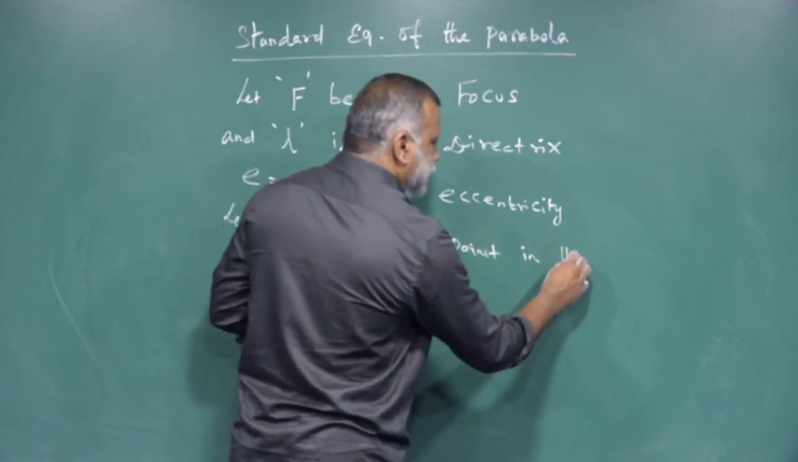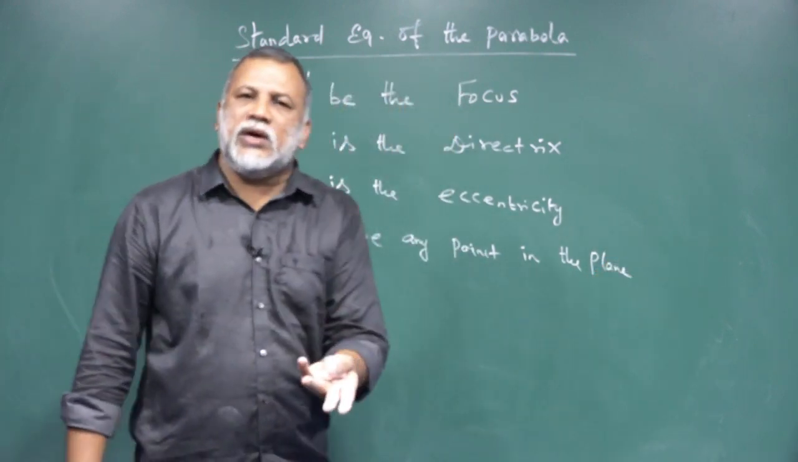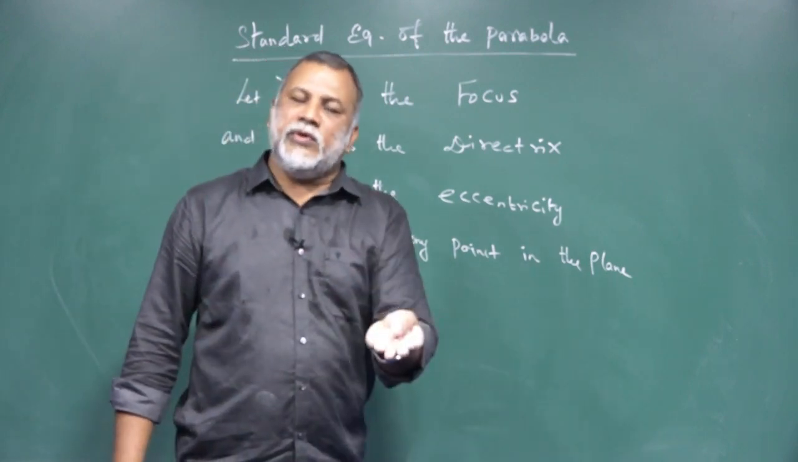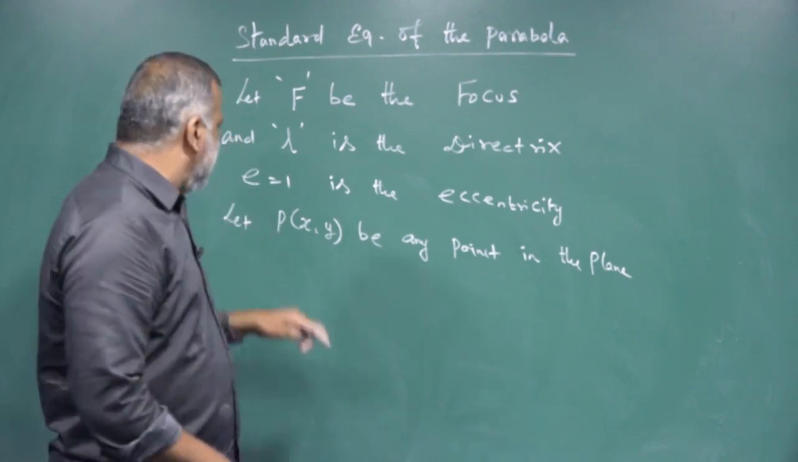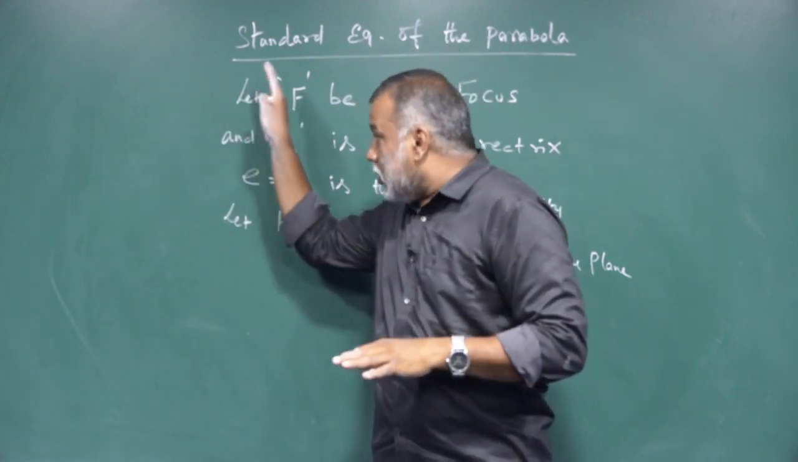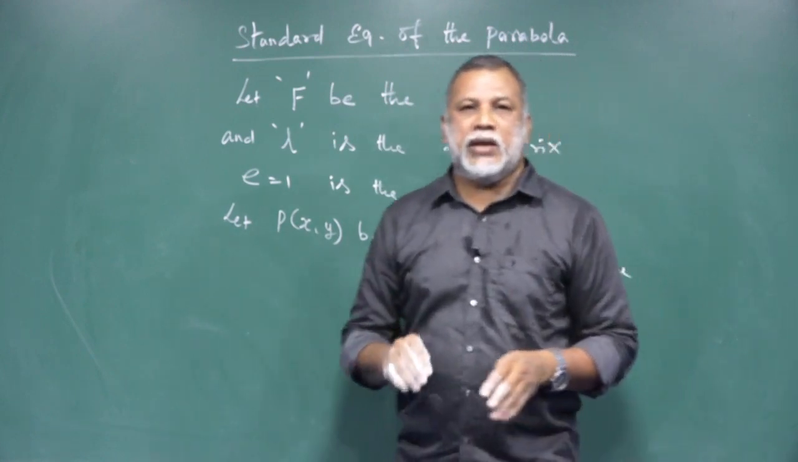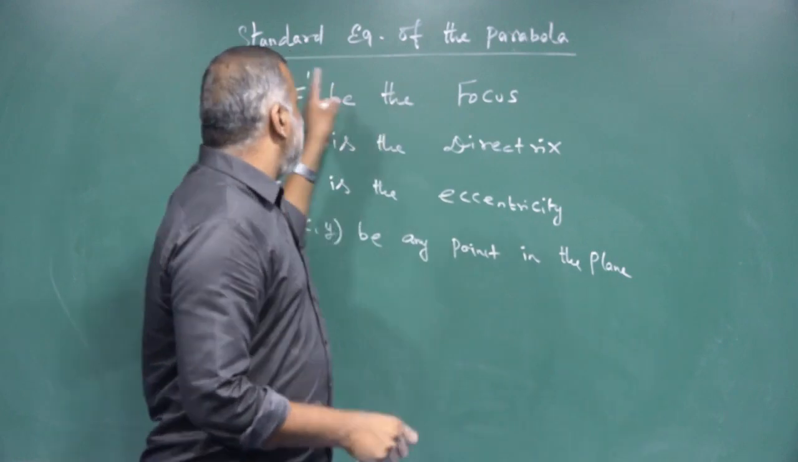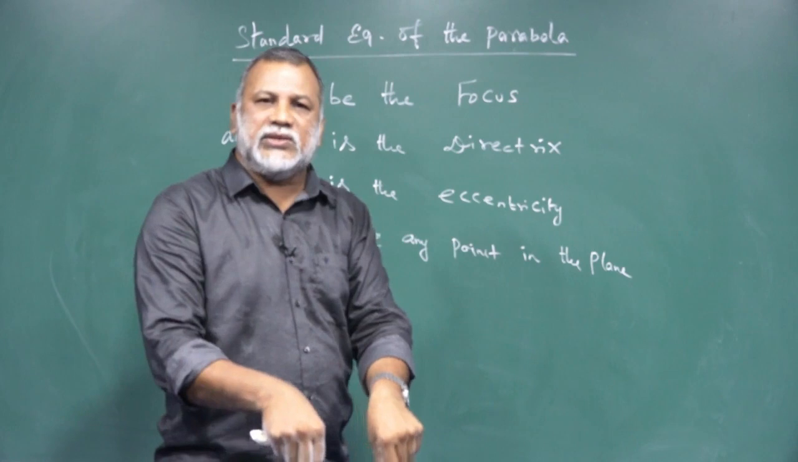in the plane. We need the locus of that P of x comma y. So let P of x comma y, we already discussed it, be a moving point. Therefore we are going to find the locus of that moving point. So with the help of these, we are going to work out the standard equation of the parabola. Now listen to the diagram carefully. After that, we are going to work out the standard equation. From the definition of the conic only, we are going to derive this one.